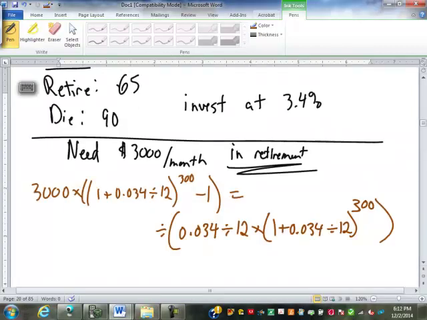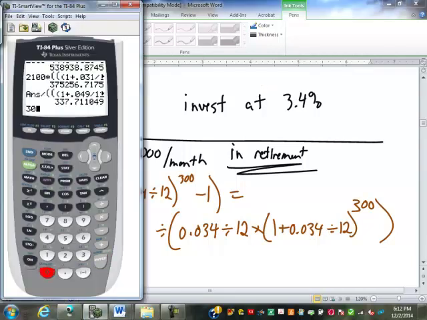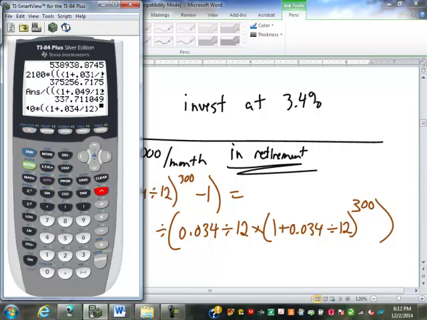Okay, so I wrote out the formula for the first part here in the way that we would do this if we were using the one-line display calculator. We had to do it in two pieces. So 3,000 times, open parentheses, open parentheses, again, if you can do this all at once, you have 3 parentheses there, but I'm doing it for those that have to break it into 2 pieces. 1 plus 0.034 divided by 12, close to the power of 300. Minus 1, close parentheses, and hit equals.